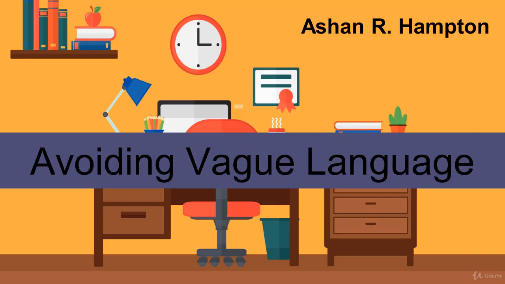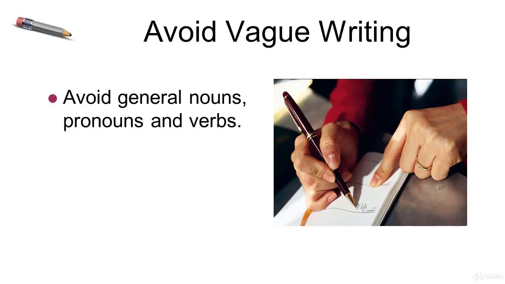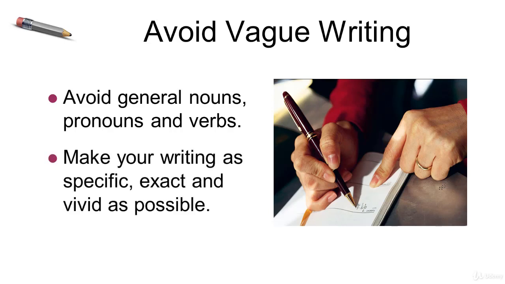Let's get started. Okay, you want to avoid vague writing. So how do you avoid vague writing? One, you want to avoid general nouns and pronouns. Make your writing as specific, exact, and vivid as possible.